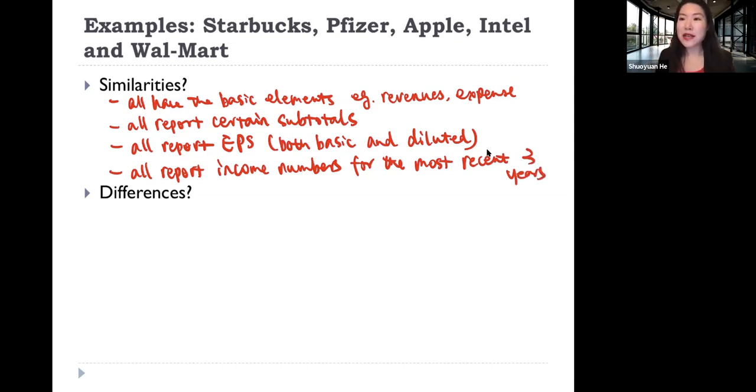Then what are the differences among those income statements? So the first difference is those 5 statements, it's pretty obvious that they all have very different layouts. The layouts are very different.